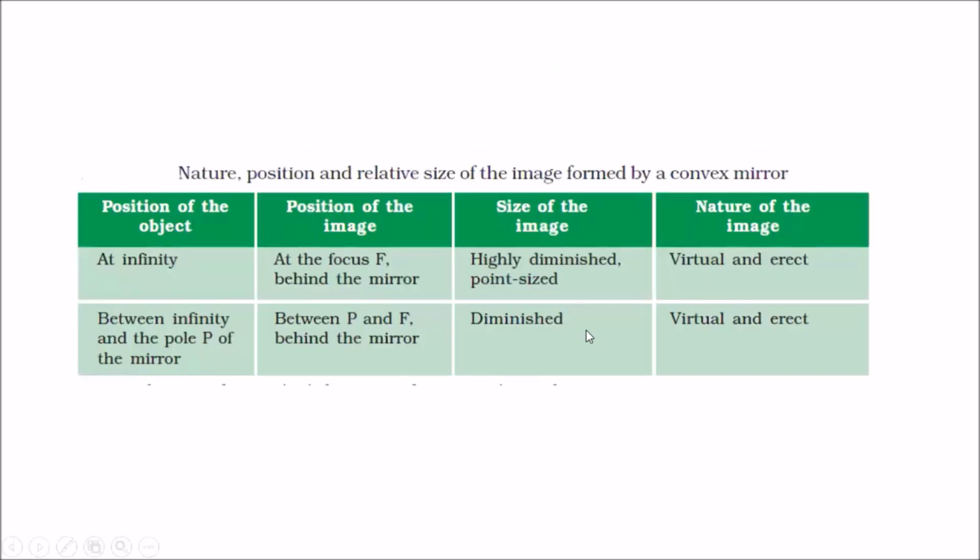Both the cases are summarized here in the table as we have seen for concave mirror also. Here we have only two cases: object at infinity, image at focus; object between infinity and pole, image between pole and focus behind the mirror. The result in both situations is diminished, highly diminished, and the image is virtual. So convex mirror can only form virtual images, whereas concave mirror can form virtual as well as real images. The virtual image formed by concave mirror is enlarged, whereas the virtual image formed by convex mirror is diminished.